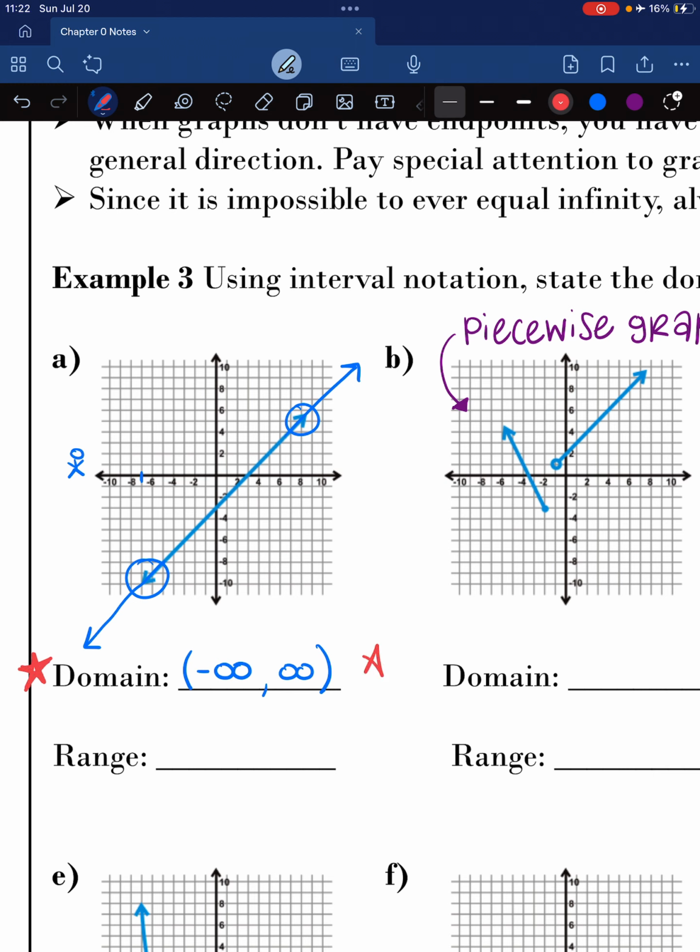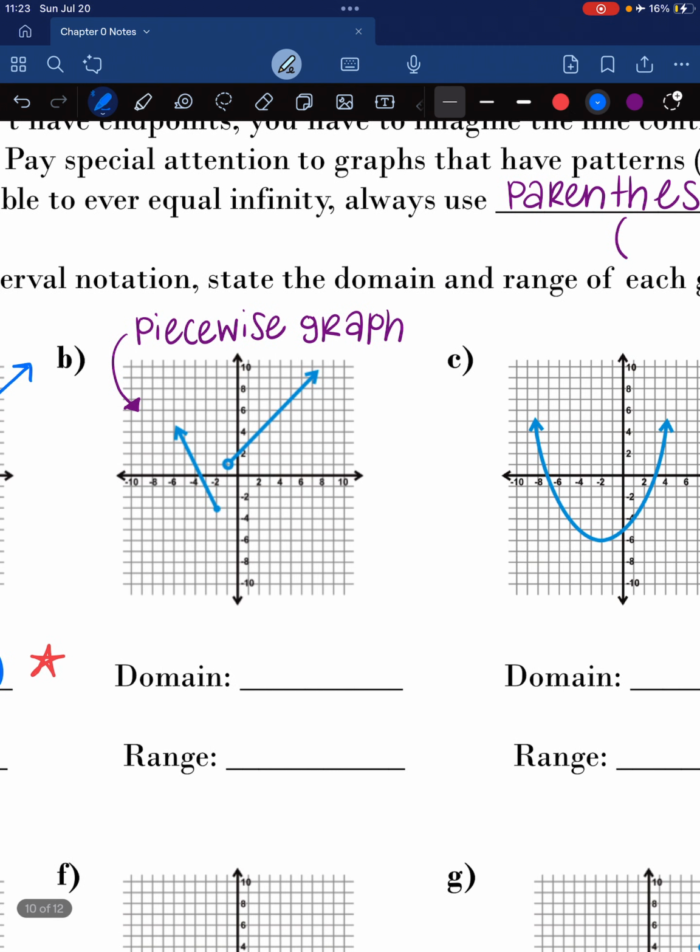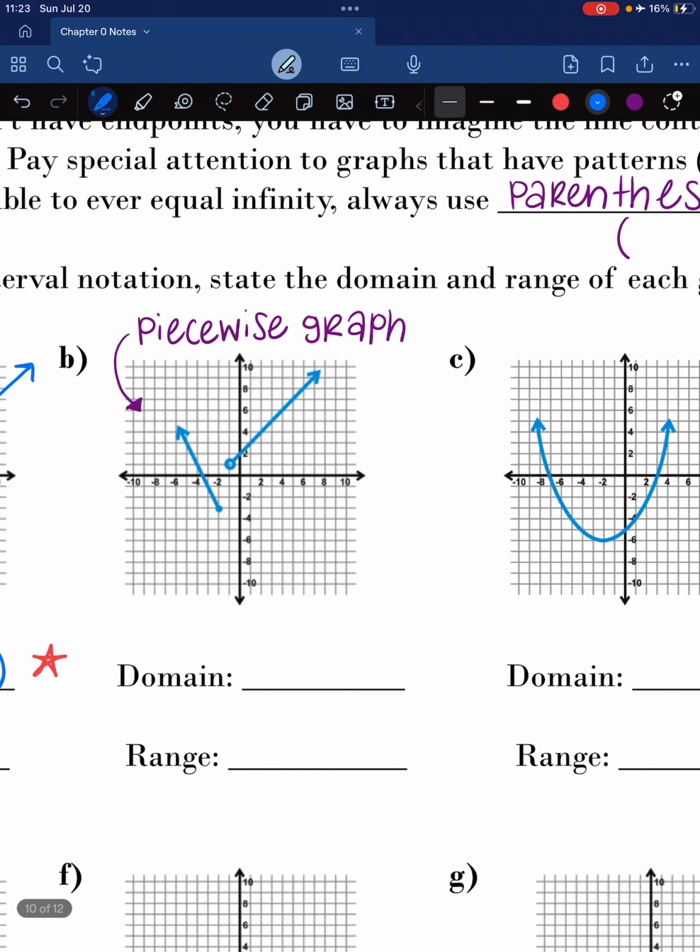And spoiler alert, most of the functions that we look at this year are going to have domains of negative infinity to positive infinity. Not all of them, but a really good chunk of them. Okay, range, we're doing top to bottom, so it does go down forever and it goes up forever, so that's also negative infinity to infinity.